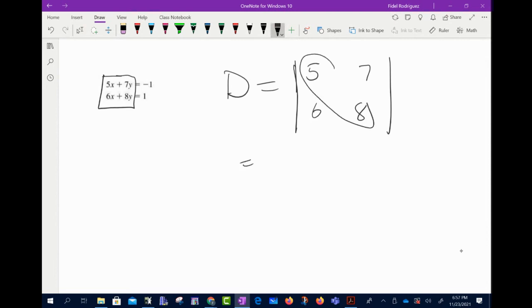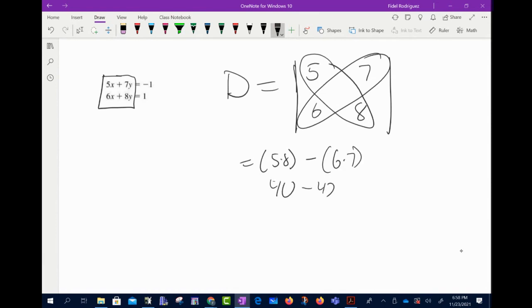We're going to multiply on the diagonal, 5 times 8, minus, and then we're going to do this diagonal, 6 times 7. So this is 40 minus 42, that's a negative 2. So right here I'm going to say D equals negative 2. Okay.